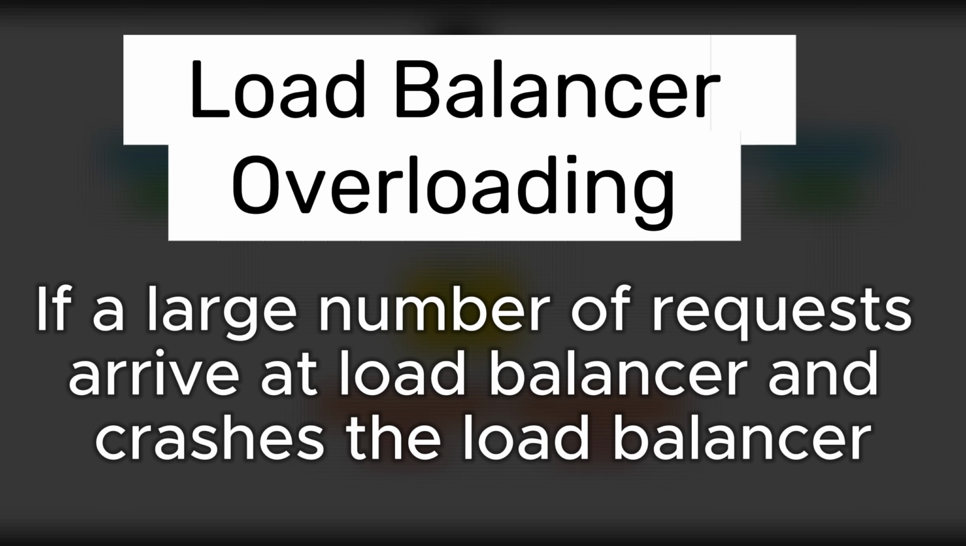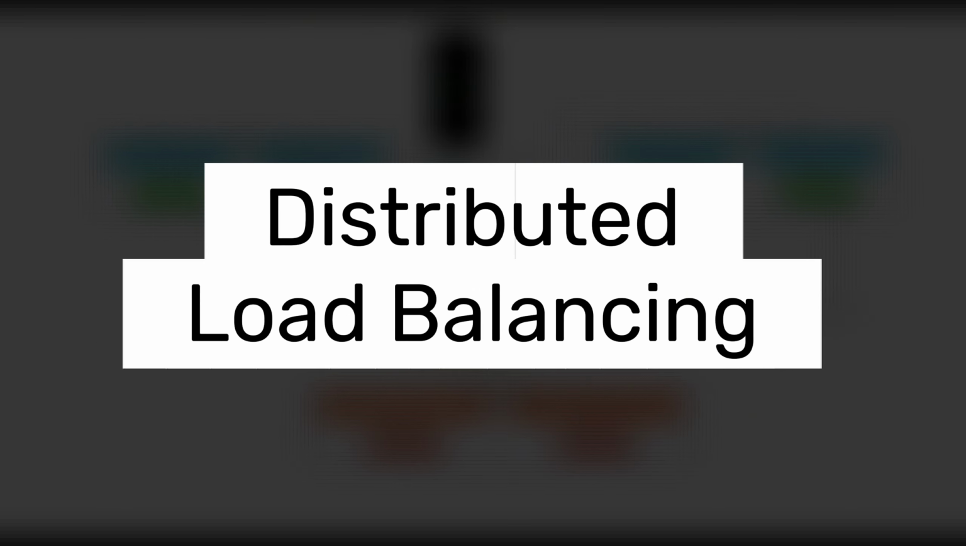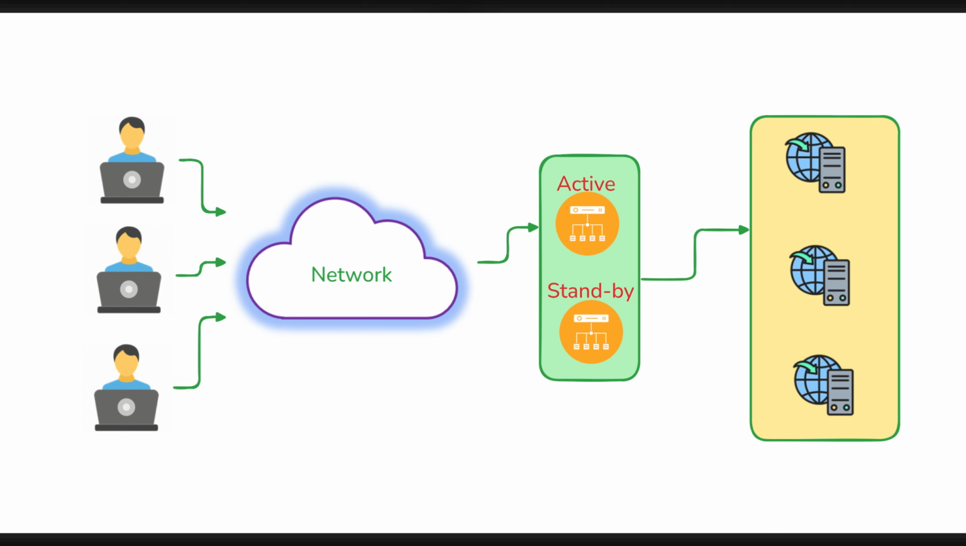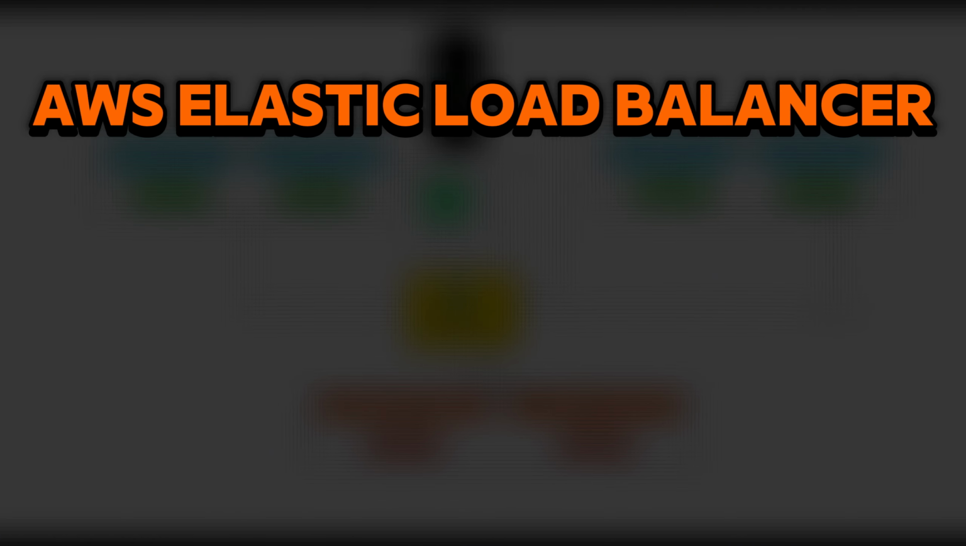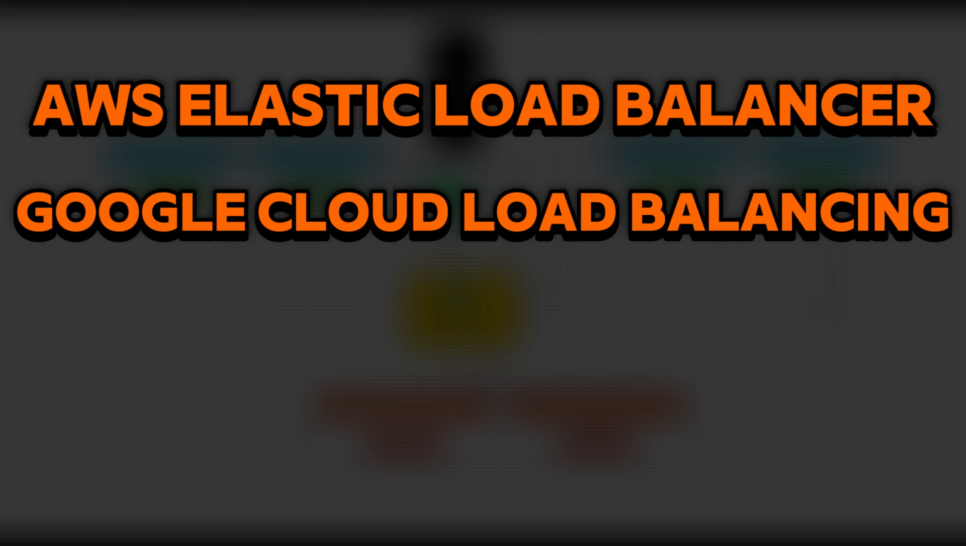The first one is using a distributed load balancing architecture. Similar to the strategy we discussed for minimizing the single point of failure, we can deploy multiple load balancers and use DNS-based load balancing to distribute traffic across them. This will not only prevent a single point of failure, but can also handle increased traffic by horizontally scaling the load balancers. To achieve this, tools like AWS Elastic Load Balancer, Google Cloud Load Balancing, or HAProxy in clustered mode can be used.